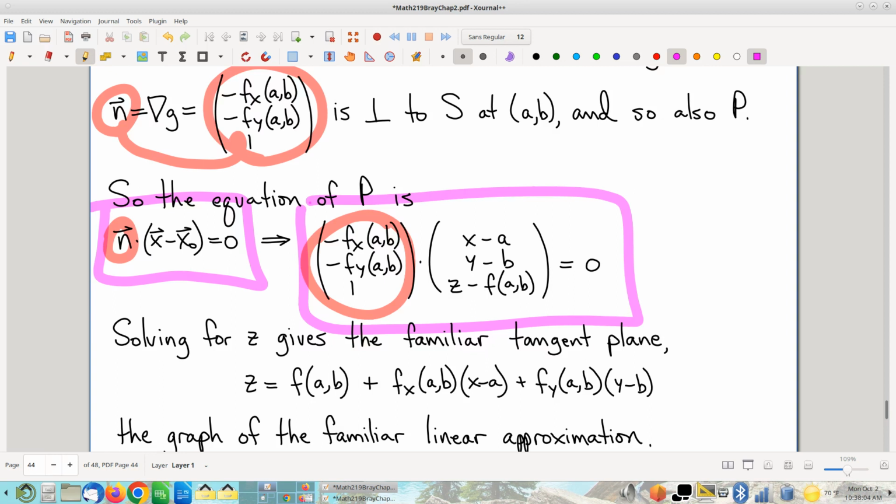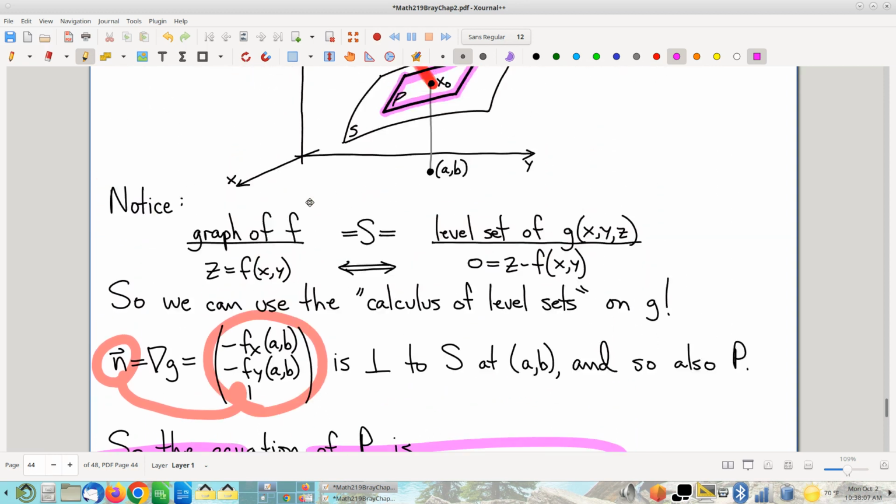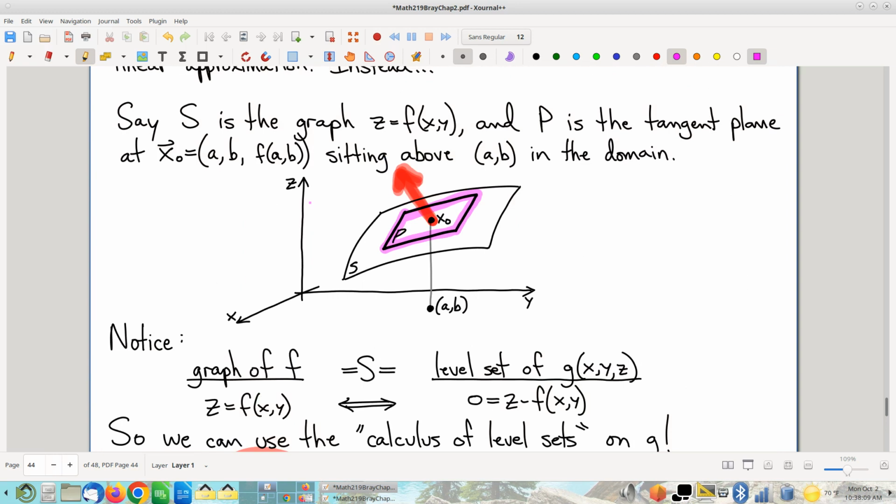So n goes there, and then let's look back up to the picture we had. I need to talk about x naught, a point in the plane. Well, I'm going to take that point. That point right there is, in graph talk, the point above this point on the domain, which means that the x and y coordinates are a and b. The z coordinate is whatever the value of the function is. So that point is (a, b, f(a, b)).